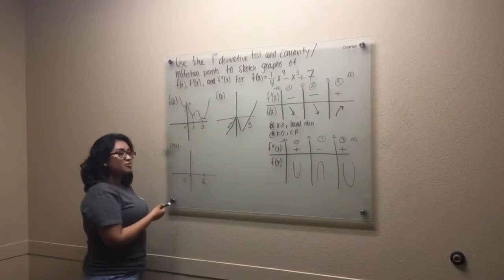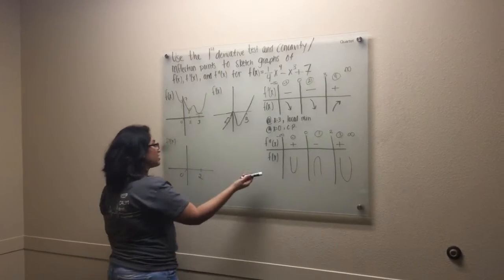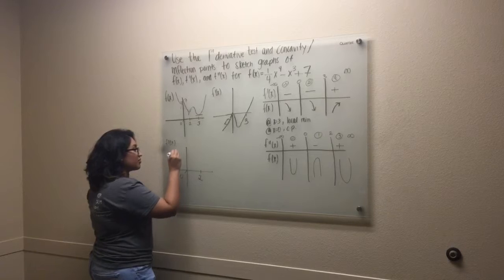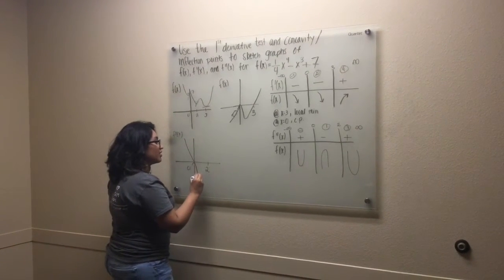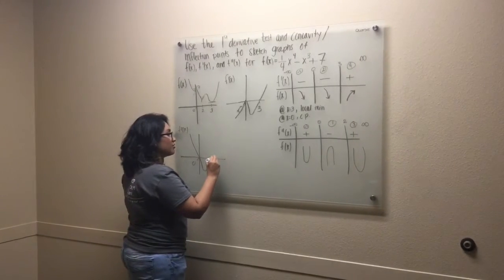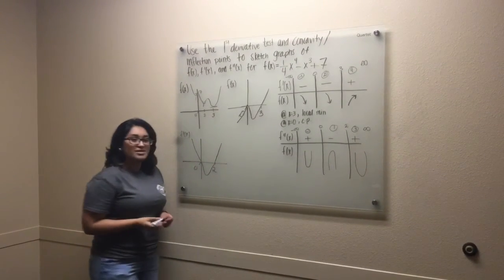And then for f double prime x, we're going to use the second table, and it says it's coming from the positive side, touches at 0, comes down to negative, has to touch at 2, and becomes positive again. And this is the end of this video.